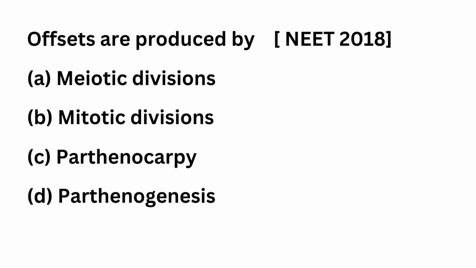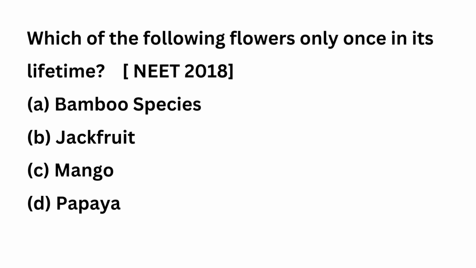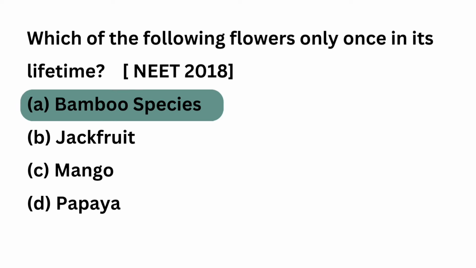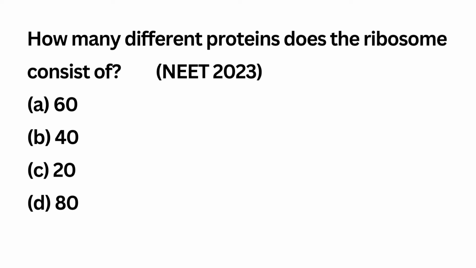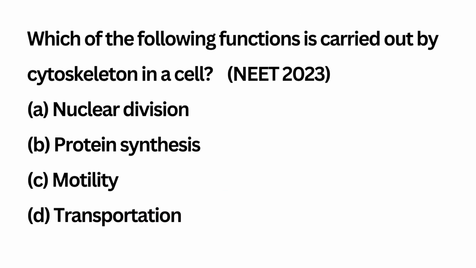Offsets are produced by? Correct option B. Which of the following flowers only once in its lifetime? Correct option A. How many different proteins does the ribosome consist of? Correct option D. Which of the following functions is carried out by the cytoskeleton in a cell? Correct option C.